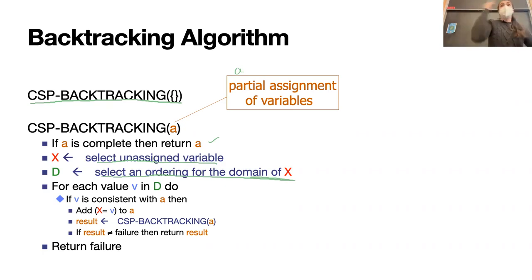That's the same thing as saying, hey, we're going to do X1 before X2. And then we are going to go through each value in D. These are the two checks that we're adding. If V is consistent with A, right? If we don't run into any constraints, then we add that assignment. And then we recurse on that new assignment. So this is A plus our assignment of X equals V.